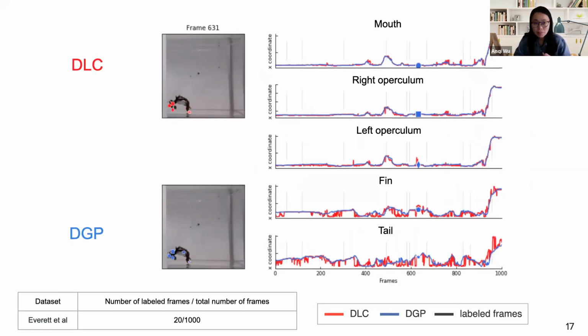Okay. Also in the paper, we show results on a variety of data sets with multiple species, including zebrafish, mouse, and fly. Here I'm showing another example, a snippet of a fish data set where we tracked 5 different body parts of the fish, and we used 20 label frames in a 1,000 frame long video, and we still achieve better results using DGP over DLC.